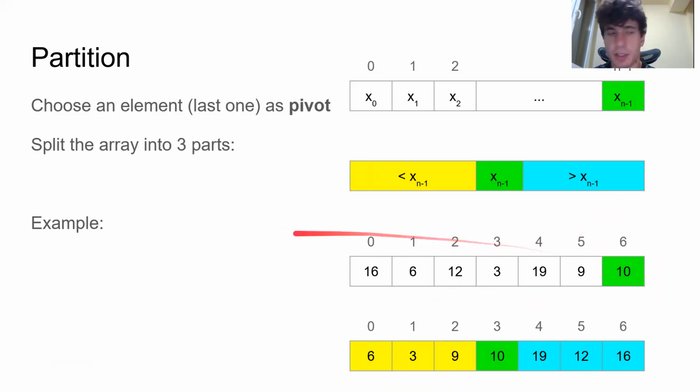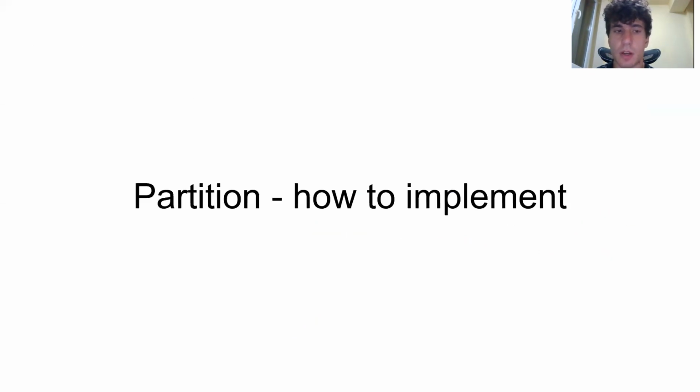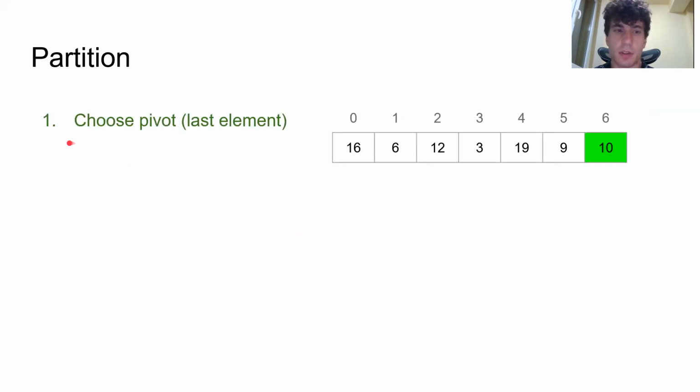This last element is called the pivot. It's the number that gets in the center. It won't always get on position 3, exactly in the middle of the array. It might get here or here, but the idea is to have the smaller to the left and bigger to the right. Now, how do we do this in code? First, we pick the pivot, which is the last element.